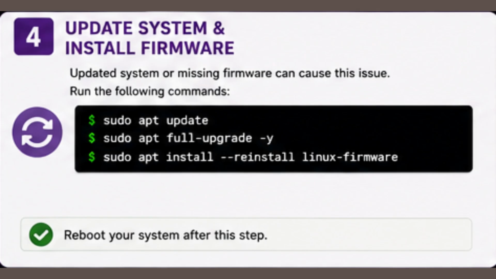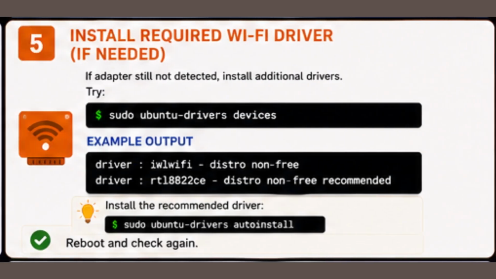Here you have to try these three commands one by one, and then you have to reboot your system after this step. And then we can move forward to the fifth image, install the required Wi-Fi driver. If it's needed, then you can type this command and get your driver output, and then type install the recommended driver over here. After installing it, you have to reboot your PC.